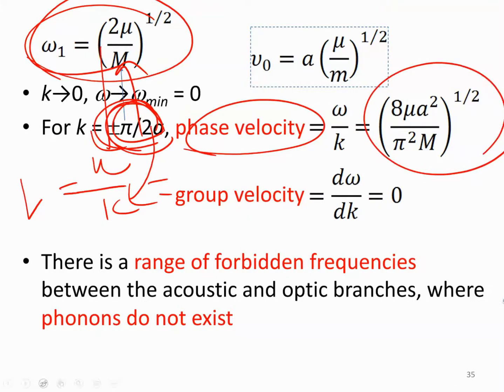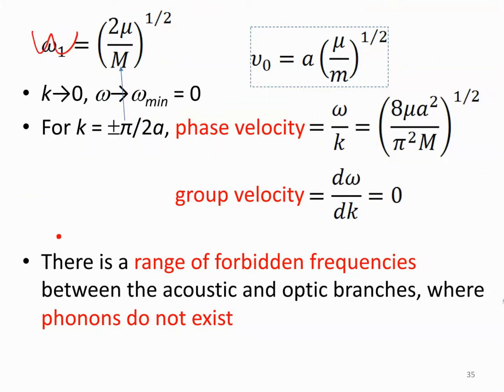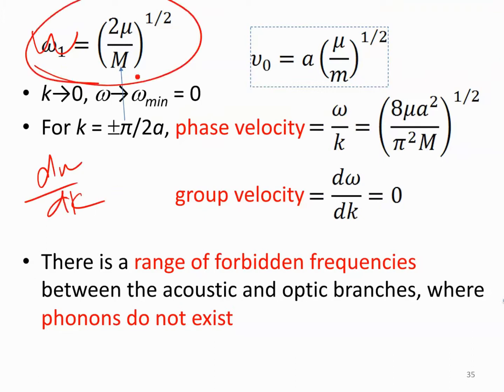Then for the group velocity, we have omega. The group velocity is d omega d k. So you differentiate this one over k, and you get 0. So the phase velocity equals this equation, then the group velocity equals this equation.